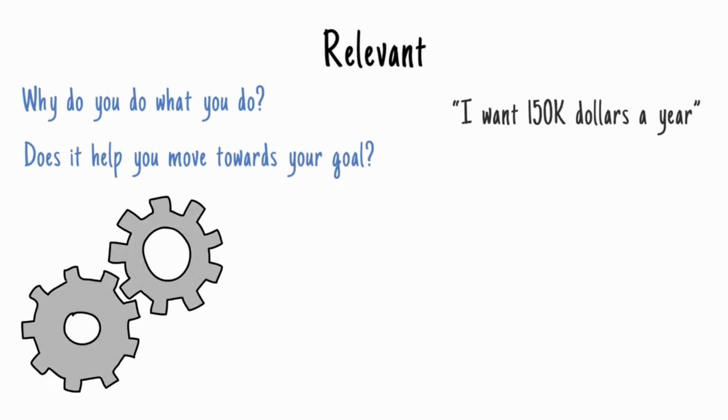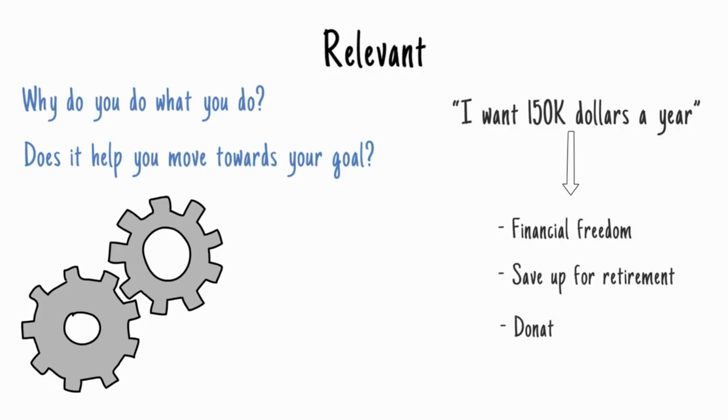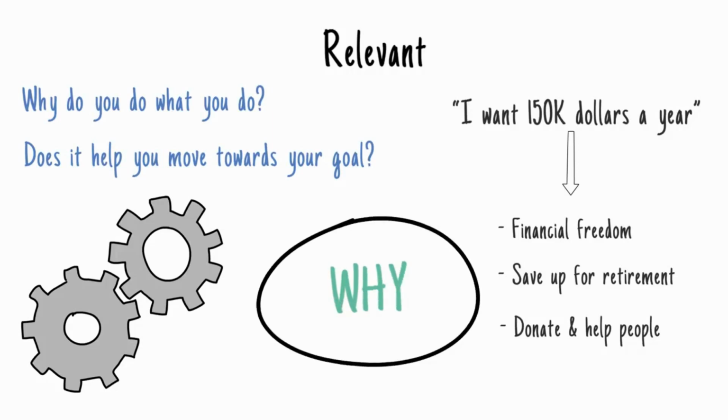Make sure that the actions you take are relevant. "I want $150,000 a year." Okay, but for what? So I can have financial freedom. So I can save up enough money for retirement. So I can donate and help people. Know the answer for why you want what you want and think if the steps you take are relevant and really push you forward.